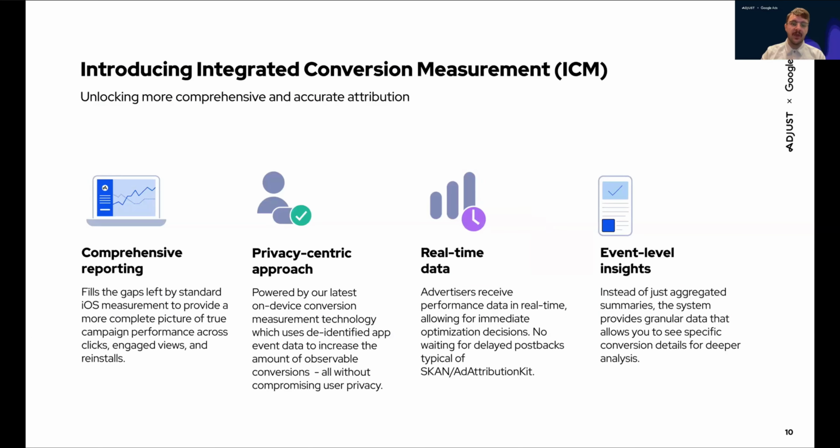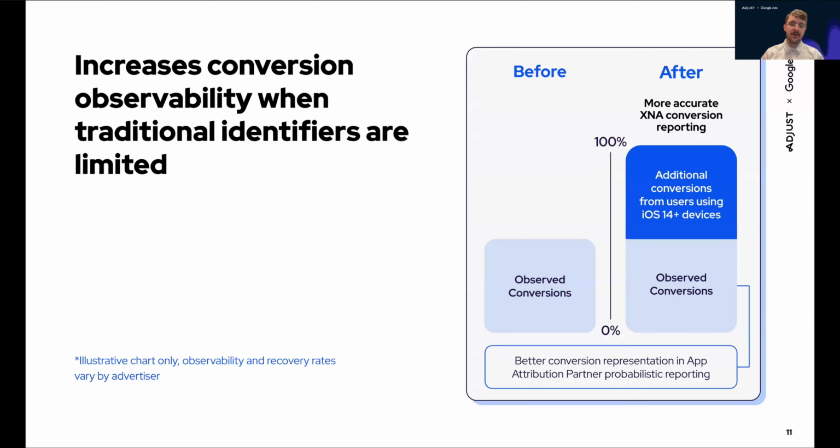innovation is. Integrated conversion measurement is an exciting new solution we launched last year, which is available to all Adjust customers. It unlocks more comprehensive and accurate cross-network attribution across iOS campaigns in your third-party app attribution partner reporting interfaces, such as Adjust. It provides significant benefits to you, including more real-time and event-level reporting of your iOS campaign performance, and all without compromising user privacy. Let's get into the specifics of our solution.